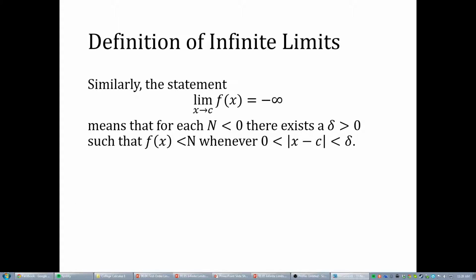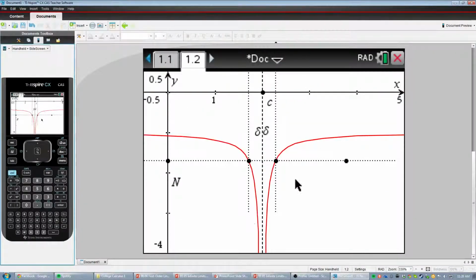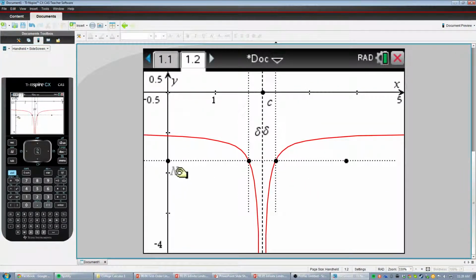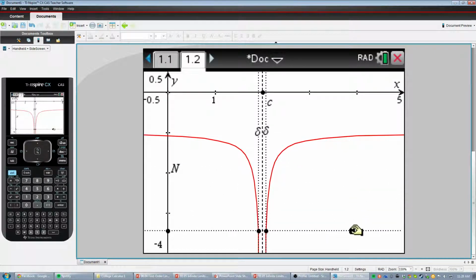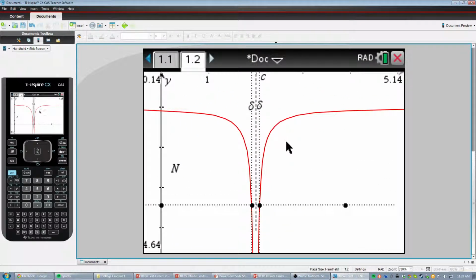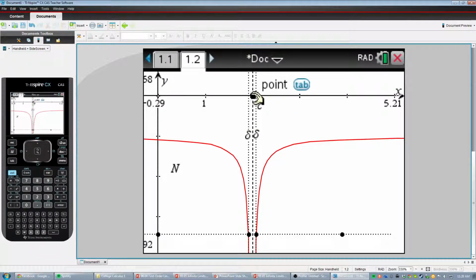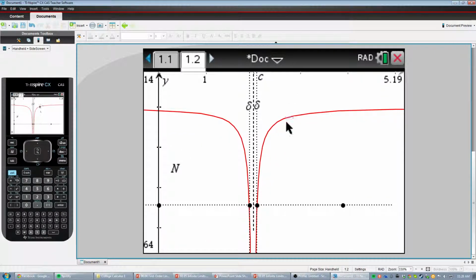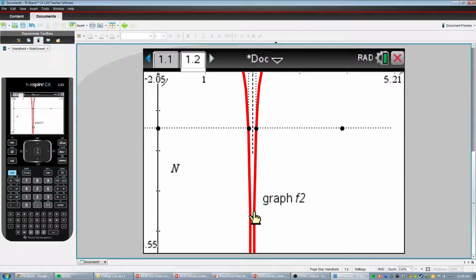So let's look at another picture. Here we have another function, and so we have our deltas, and here's our n value, and whatever x we pick between c and our delta boundary is always going to give us an f of x that is less than n. No matter how far I put n down, for whichever x we pick within delta of c, there's going to be an f of x that is less than our n value.